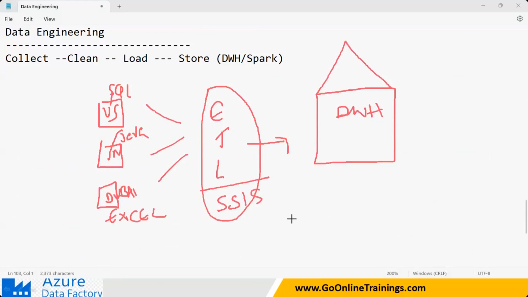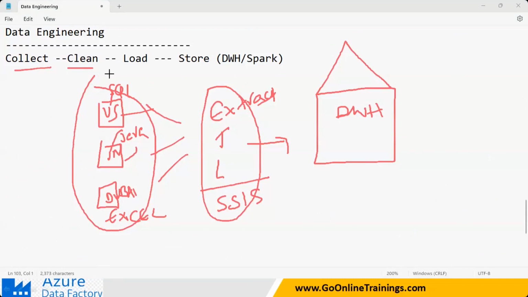ETL stands for what? Extracting the data: get the data from here, get the data from here. That is collecting. Transformation means clean the data. So you may have bad data. What do you normally do? You are going to be deleting duplicates, or when you have misspelled data, you need to correct the spelling mistake. Duplicate data you have to delete. So that is what is called transformation. Then all the data you are going to be loading. Loading where? Into the data warehouse.